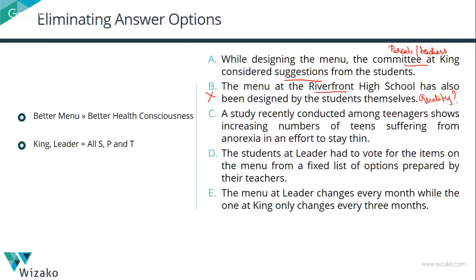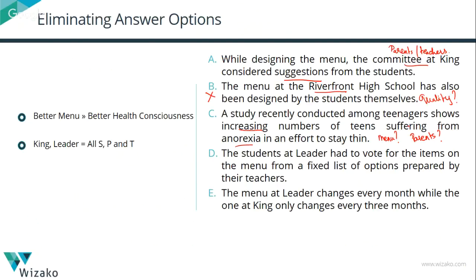A study recently conducted among teenagers shows an increasing number of teens suffering from anorexia in an effort to stay thin. So a lot of teenagers are suffering from anorexia because they want to stay thin. How does that affect the menu quality? How does that mean that the students are more or less health conscious, or aware of their nutritional requirements or not? Because an increasing number of teens suffering from anorexia could still mean that teens are still better than their parents. This doesn't tell me why. What if the parents are indirectly influencing these teens to stay thin and to forget about eating healthy? What is making them do this, right?